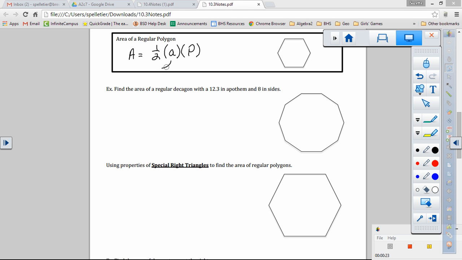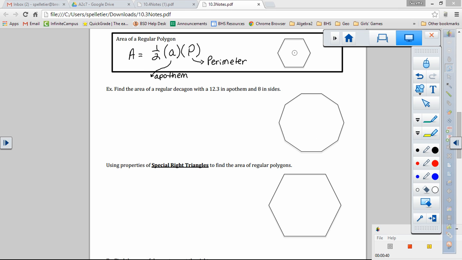So remember, this A doesn't mean area, that doesn't mean altitude. That A means apothem, and this P means perimeter. So apothem times perimeter. So let's think about what that means.